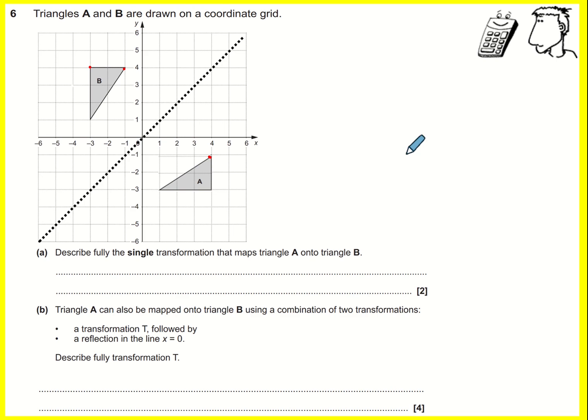So describe fully the single transformation: reflection in y equals x. You need to be able to identify and use the lines y equals x and y equals minus x really quickly.